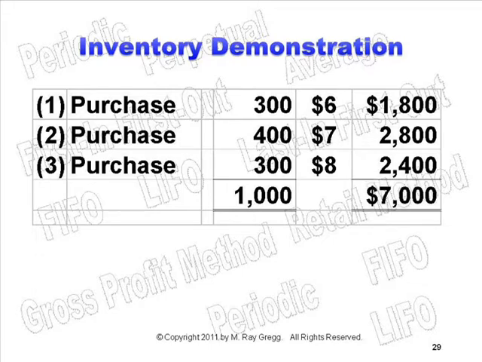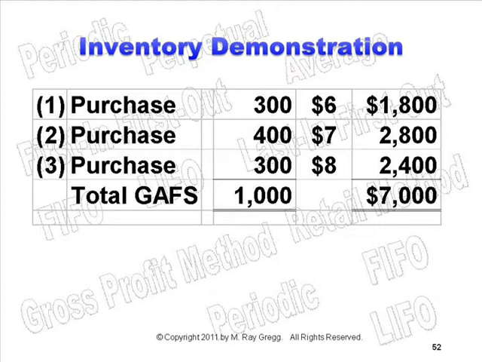What name shall be given these totals? 1,000 units cost us $7,000. This was a brand new company. It says in the problem, in the first month of operations, beginning inventory 0, plus 3 items, plus 1,000 units purchased on 3 different occasions, is goods available for sale.